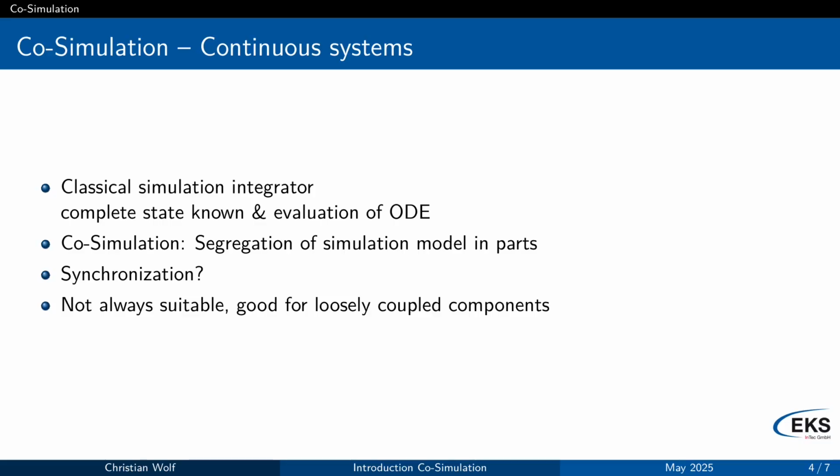And generally speaking, and this is no hard statement here, it's not always suitable, but it's good for loosely coupled components. So if you have two components that are tightly coupled, then the co-simulation will break more or less for sure. While with loosely coupled components, you have a good chance that each of them can run their individual simulation and then only at the synchronization points be synchronized and keep in track more or less.